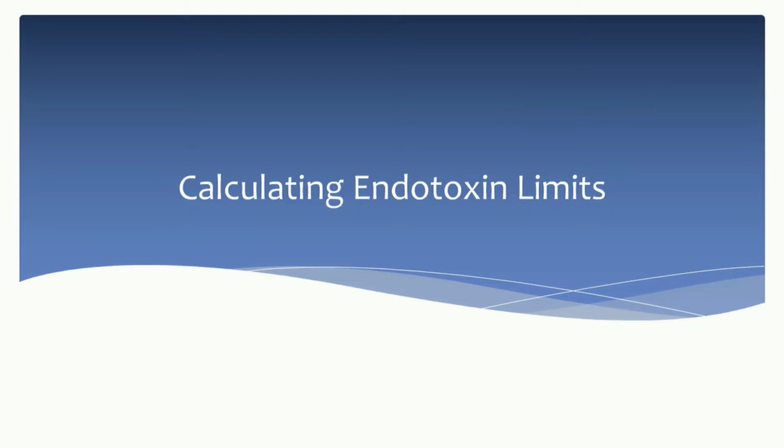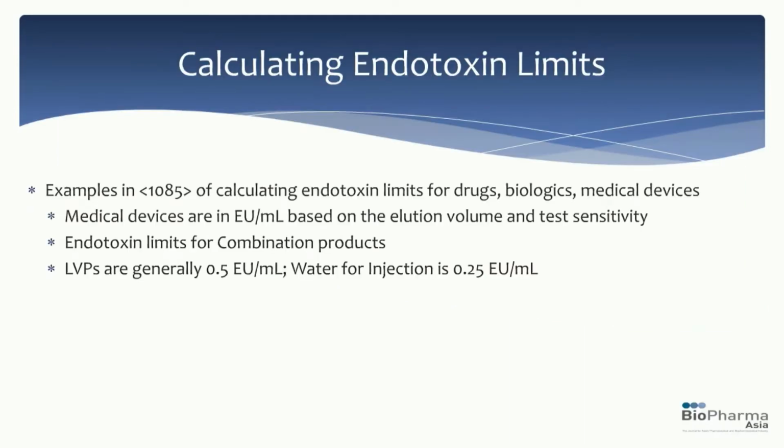So let's talk a little bit about endotoxin limits. There are going to be examples in 1085 of calculating endotoxin limits for drugs and biologics and medical devices. Medical devices are in EUs per milliliter, and that's based on the elution volume and the test method sensitivity. There's going to be some endotoxin limits proposed for combination products in this new chapter. And large volume parenterals are generally 0.5 EUs per milliliter, with the exception being water for injection, which the compendial limit for that is 0.25 EUs per milliliter.